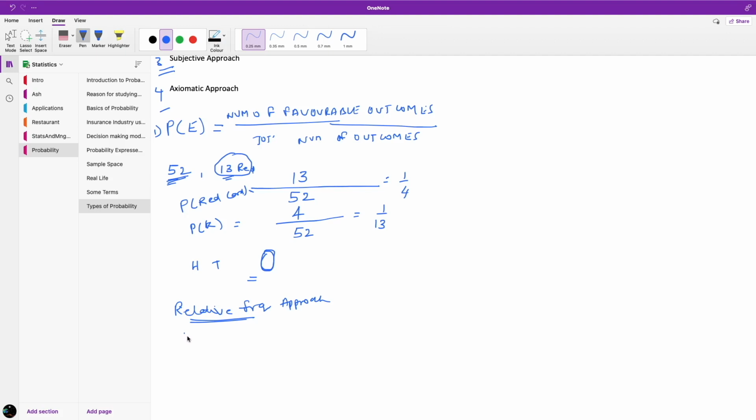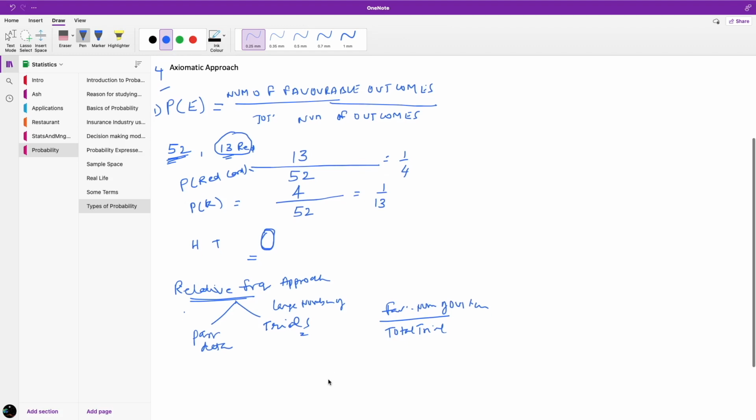So for this, in the relative frequency approach, what do we do? We either go for past data, or we do an experiment with several trials. We do a large number of trials, and then collect the number of events that were favorable over the total number of trials, the favorable number of outcomes. So this is the relative frequency.